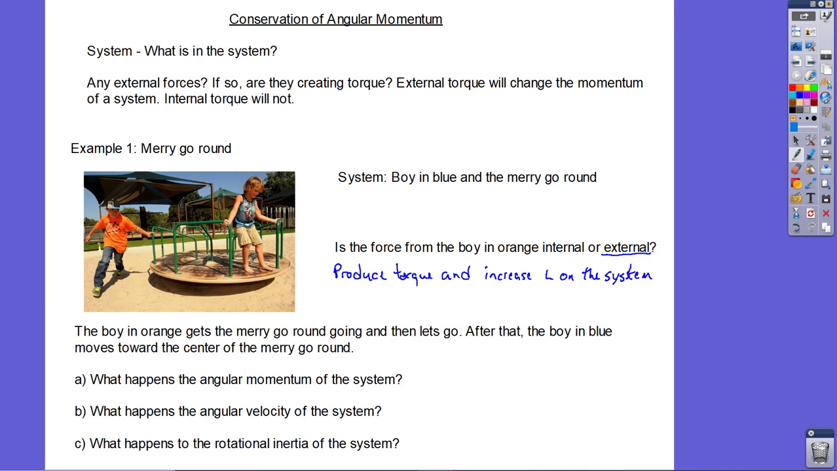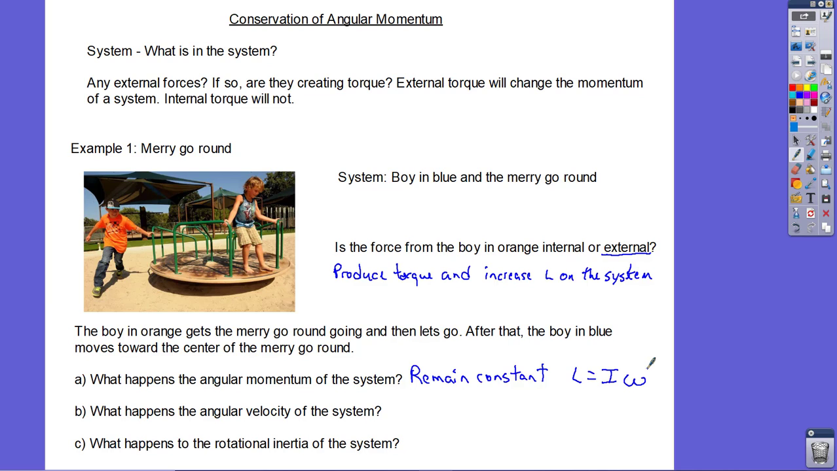So what happens to the angular momentum of the system? That internal force isn't going to change angular momentum, so it's going to remain constant. But we know L is going to be constant, but some change is going to be happening. So it's not that the thing's going to keep spinning at the same rate here. What happens to the angular velocity?